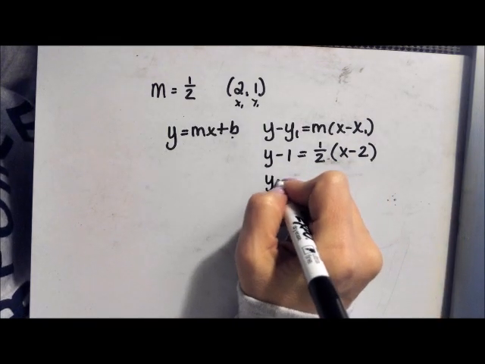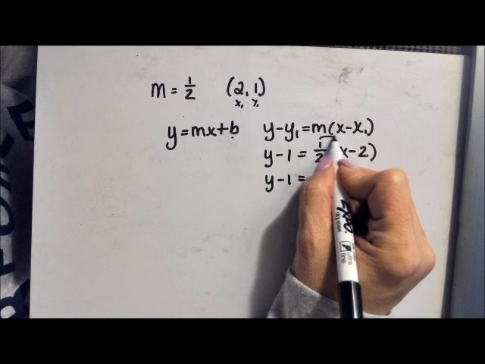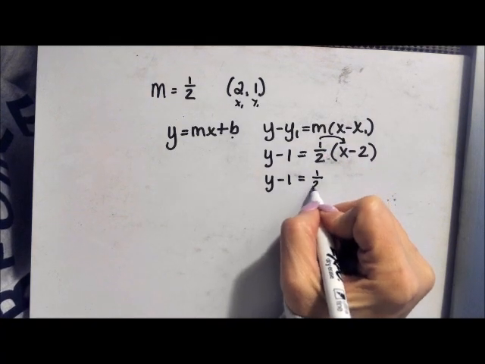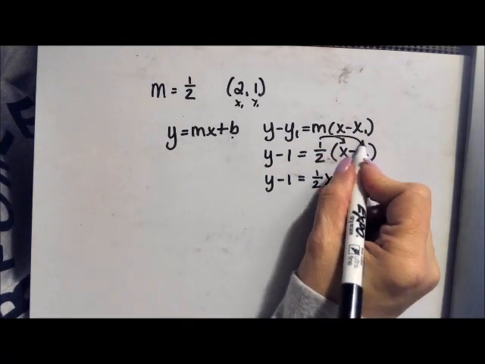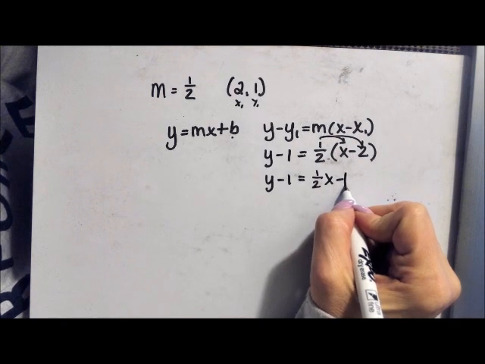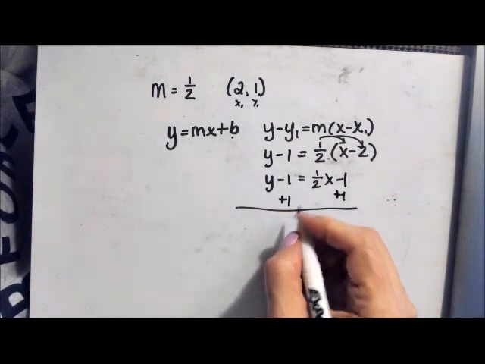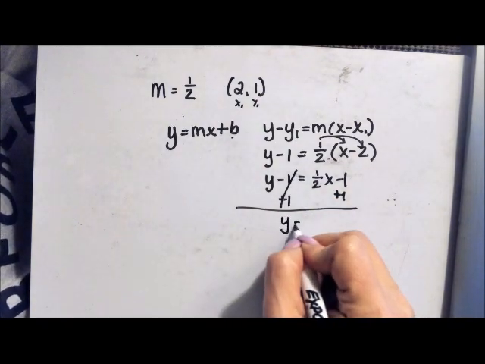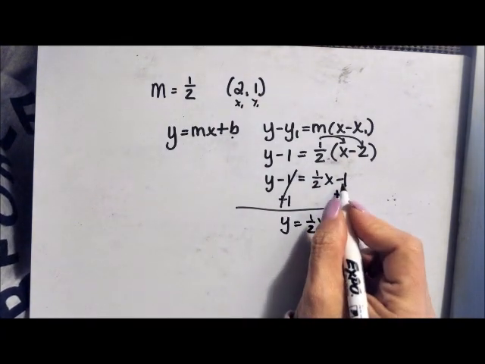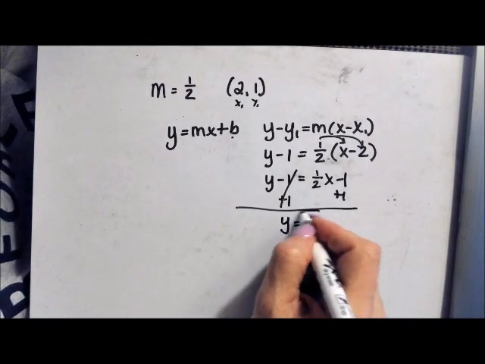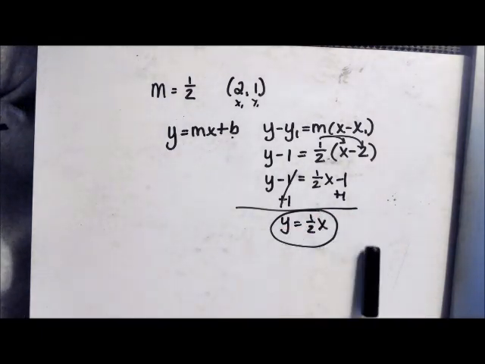So I could simplify y minus 1. I'm going to distribute. That would be 1/2 x, half of negative 2 would be negative 1. I would add 1 to both sides. That would cancel, and I'd get y equals 1/2 x. Negative 1 plus 1 goes away. And I end up with something that looks like this.